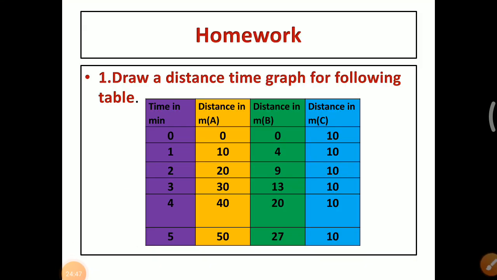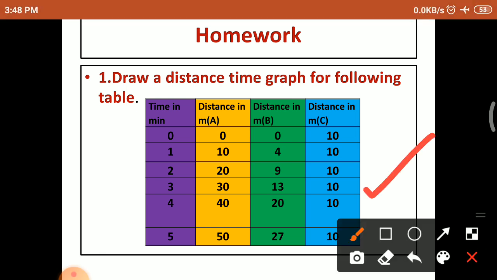This is your homework question. You have to draw a graph for the given values. The time is given. There are three objects, object A, object B and object C, and I have given the values of distance for the different objects. You have to take your graph sheet and mark the points, then find the speed from this graph.